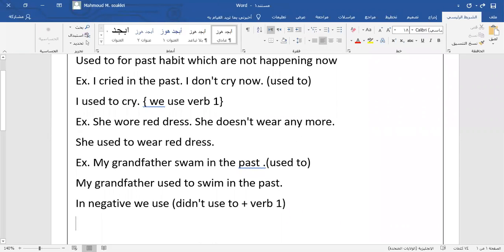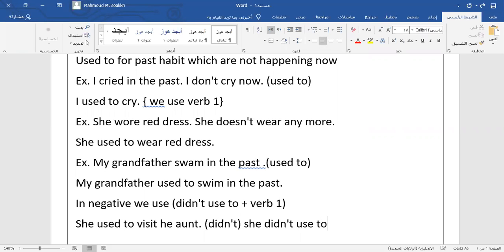Let's have an example. She used to visit her aunt. Negative: we use didn't. She didn't use to visit her aunt. Now we go back to our exercises.